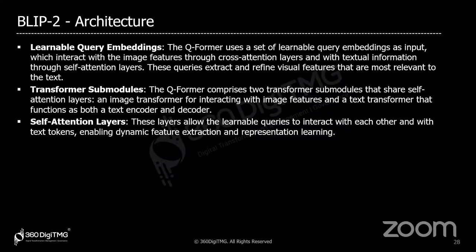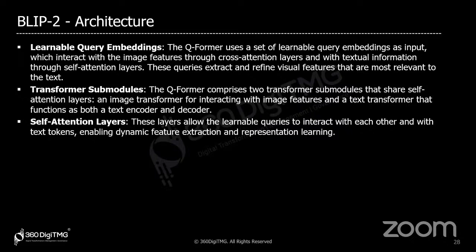Then the transformer submodels. The Q-Former comprises two transformer submodels that share the self-attention layers: an image transformer for interacting with image features, and a text transformer that functions as both a text encoder as well as decoder.